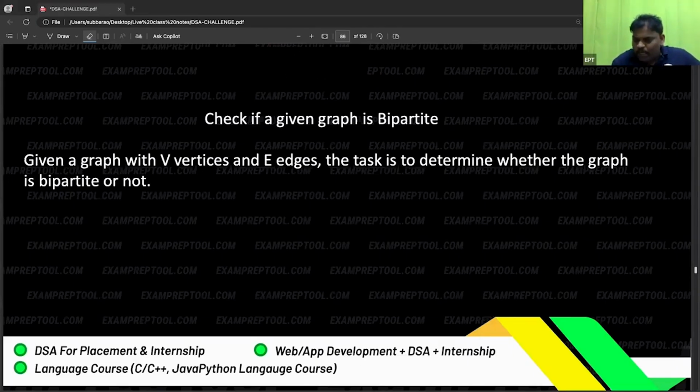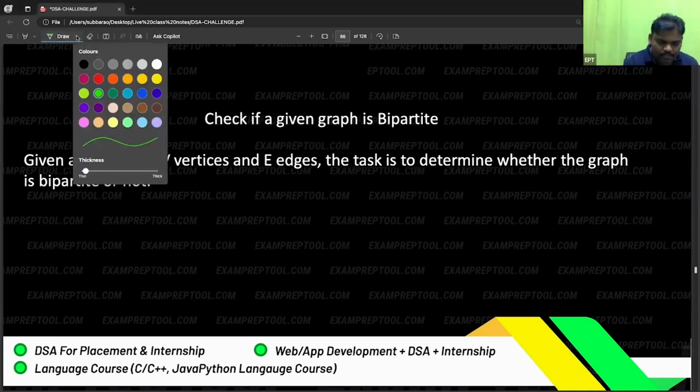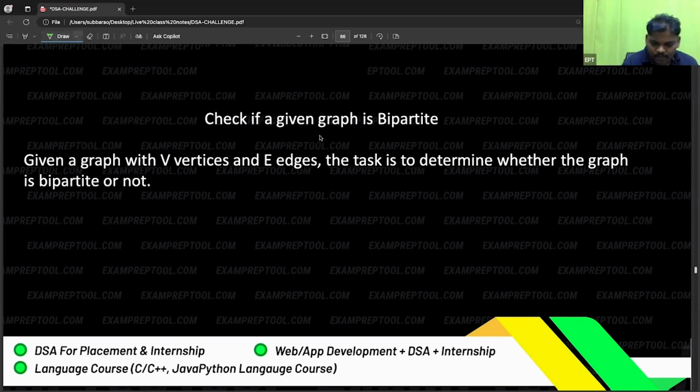So in this Bootcamp 5, I'm going to solve one of the famous problems of computer science, that is check if given graph is bipartite. So what it means, let's see in a little more elaborated way I have written. Given a graph with V vertices and edges, the task is to determine whether the graph is bipartite or not.